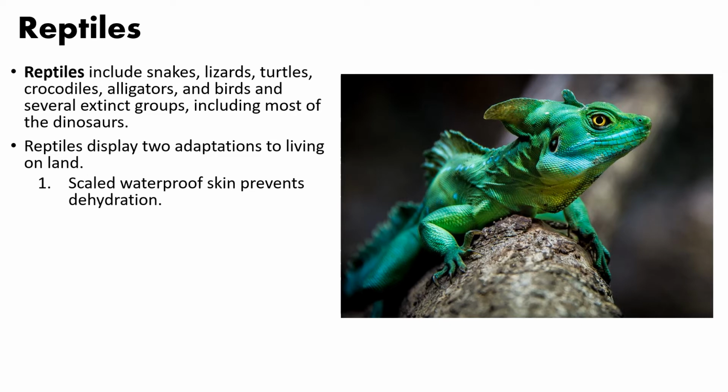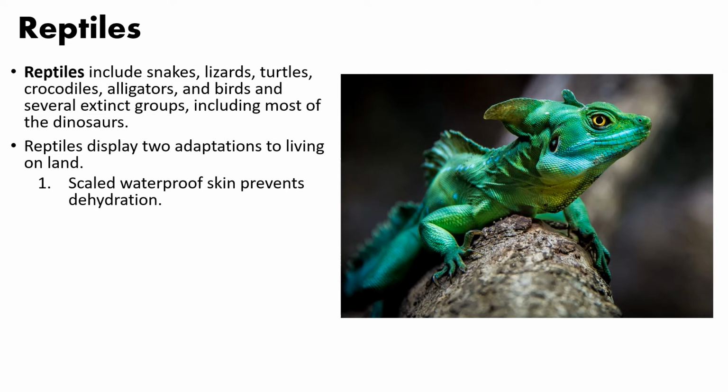The first is that they're going to have this scaled waterproof skin that's going to prevent dehydration. So think about the organisms we just talked about, the amphibians. They're tied to the water, they need it for reproduction, but if you've ever held a frog or a salamander, you notice that their skin is really moist and kind of slimy. But then if you've held a lizard or a snake, they have very dry skin.